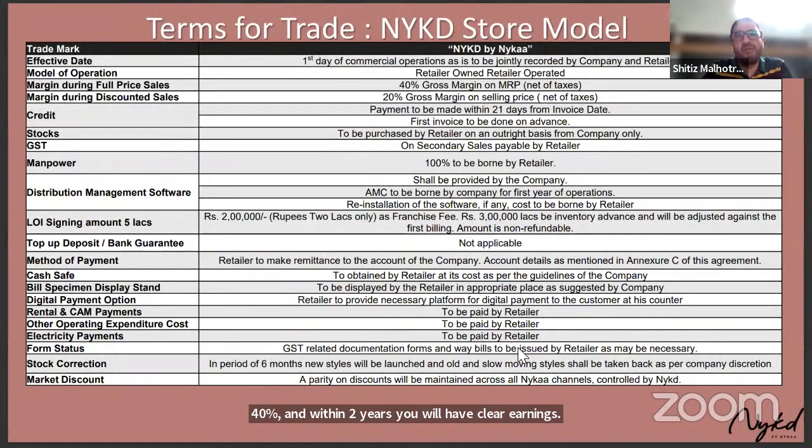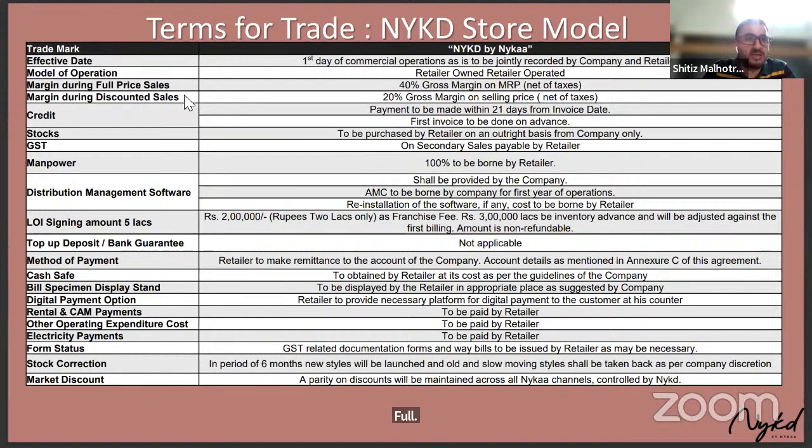This is how typically our commercials look like. So I will go through point by point. First of all, it is purely a FOFO model, which is franchisee owned, franchisee operated model. We are offering a margin of 40% on full price sales. On discounted price sales, we are offering a margin of 20%. First time billing will be in advance. I'll come later to the complete other financial part also.